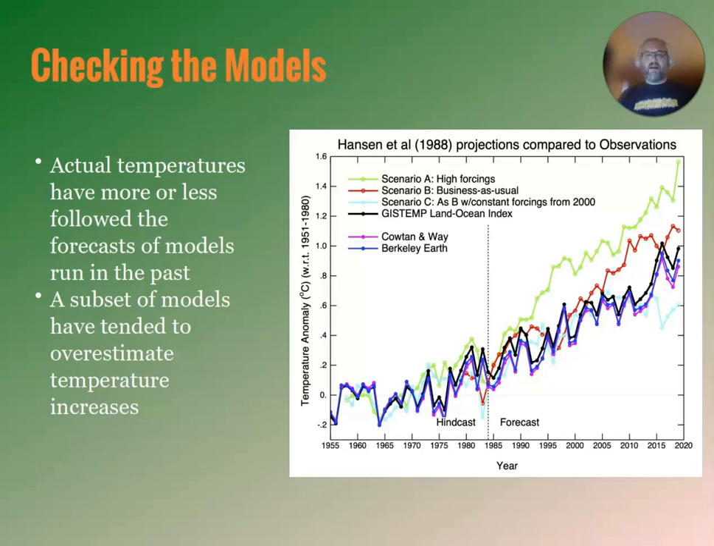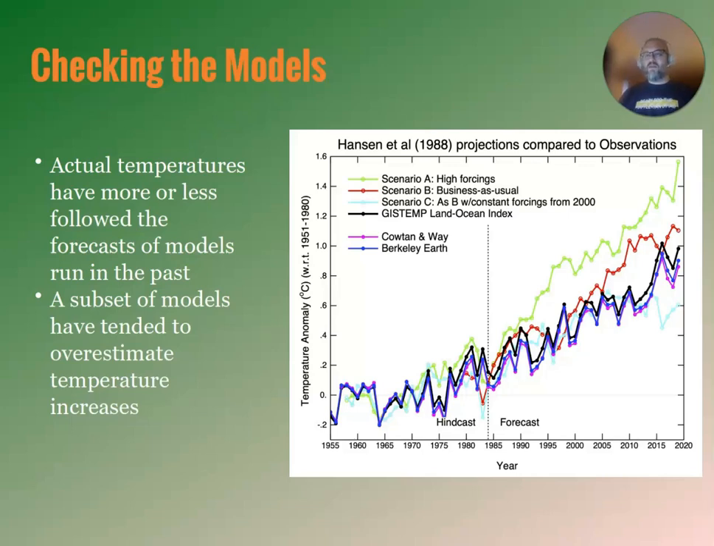On the graph there, the black, purple, and dark blue lines are some of those different data sets of global surface temperature anomaly. And when you compare them to the green, the red, and the light blue scenarios from that paper from 1988, you can see that we were staying basically within the range of those scenarios, that our current temperatures are more or less in line with scenario B, the middle scenario from this paper from 1988.